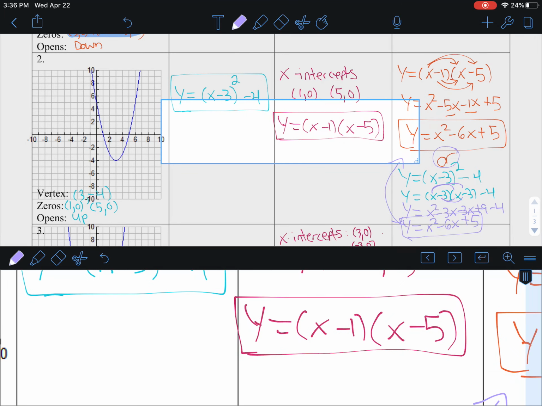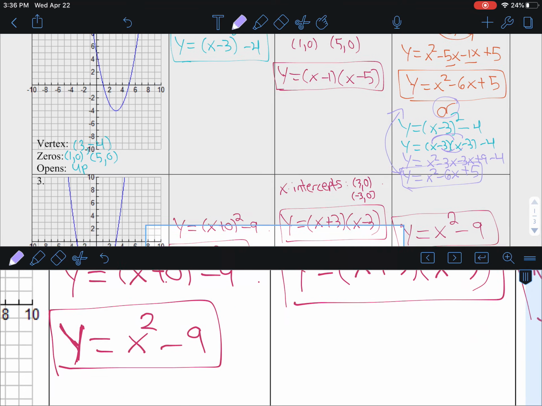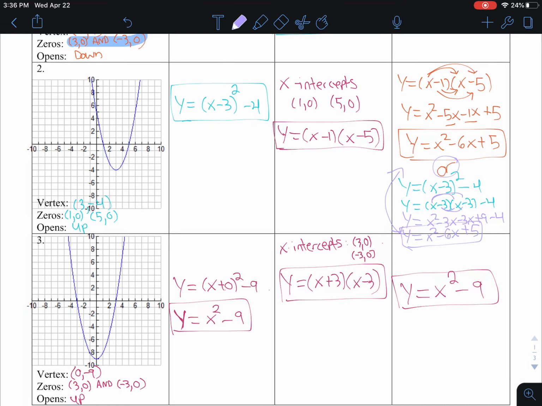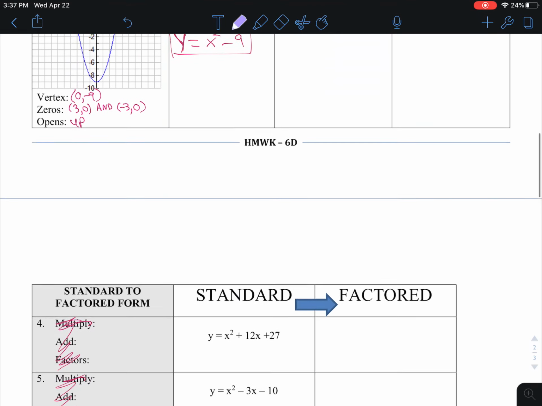I just wanted to show you that. Hopefully that makes sense. Again, if you were going to graph this, this graph would be that. Just to be clear, this would be that, and this would be that. It's the same quadratic, but they just look different. Just to be clear. All right.